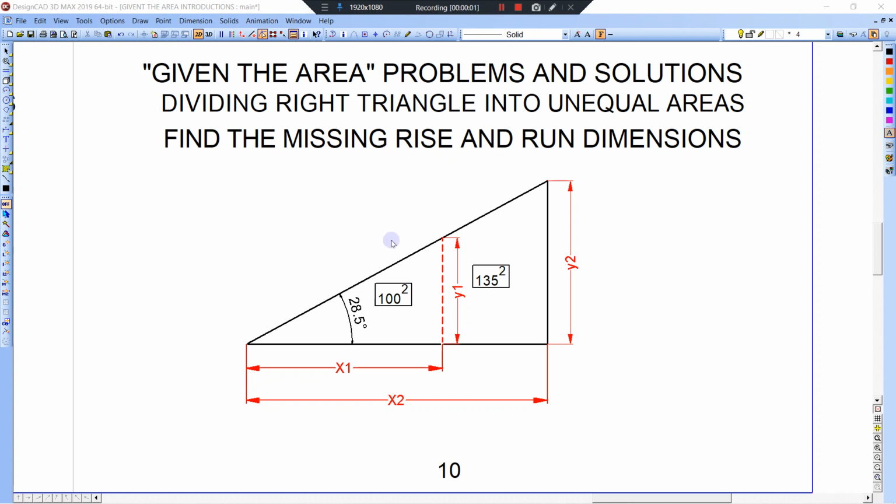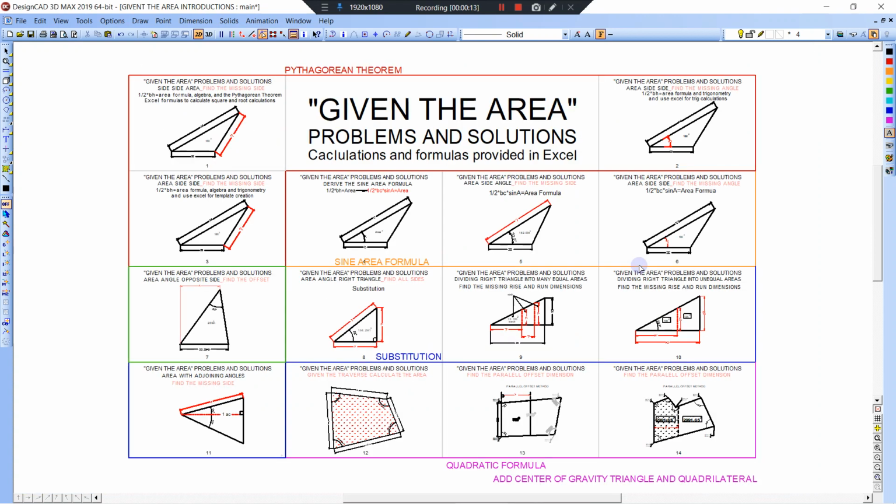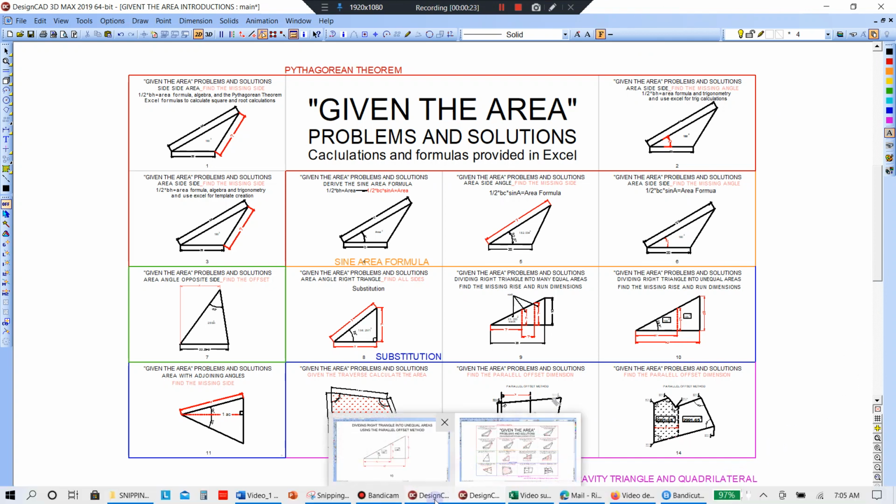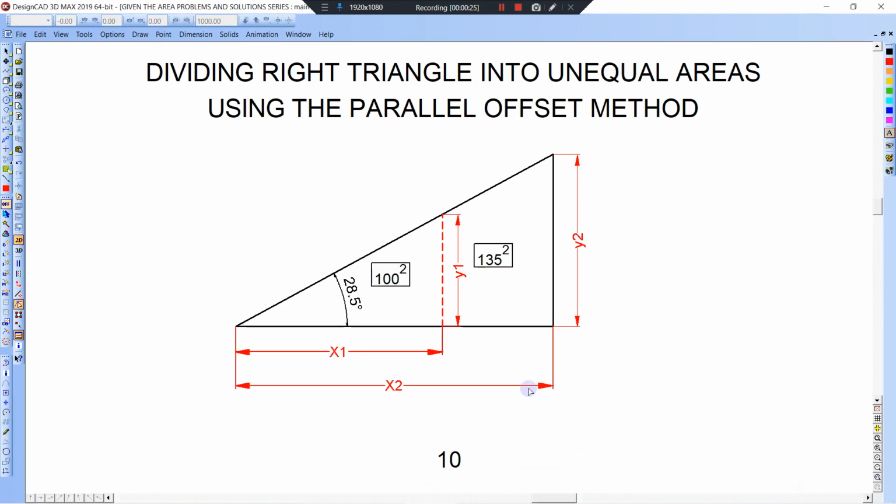All right, here's video 10. Given the area problems, we're dividing a right triangle into unequal areas, and we're just going to solve for the missing rise and run. There's 10. We've got one more of this substitution type problem, and then we'll get into the subdivision. Take to the solution.